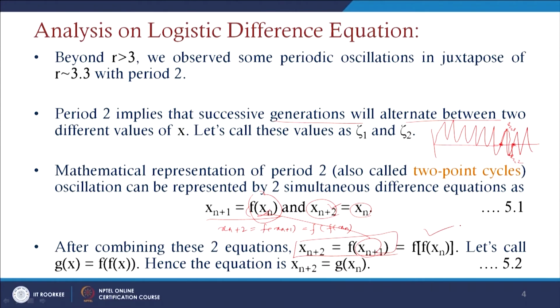Let us call this function x_{n+2} as g of x, which is represented in the form of f of f of x, and the complete equation is x_{n+2} equals g of x_n.